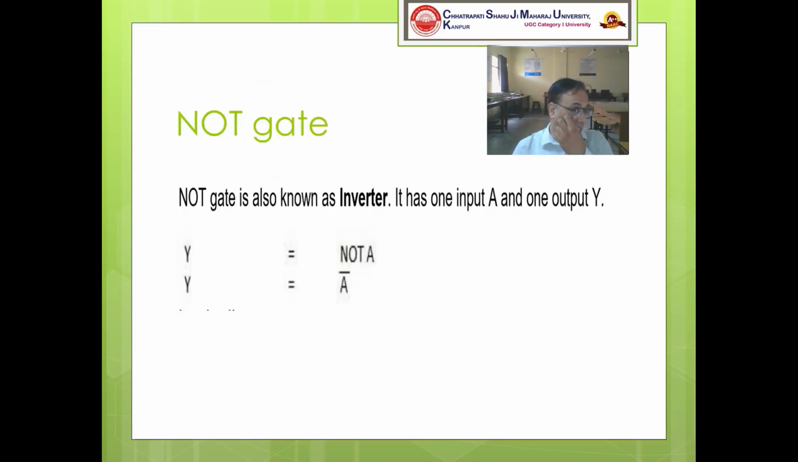The next gate is the NOT gate, which is also known as an inverter. This simply inverts the input value. If the input is high, you will get output as low. If the input is low, you will get output as high. Or you can say that if you put in 1 as input, you get output as 0. If you put in input as 0, you will get output as 1. Or it is simply Y equals A bar.